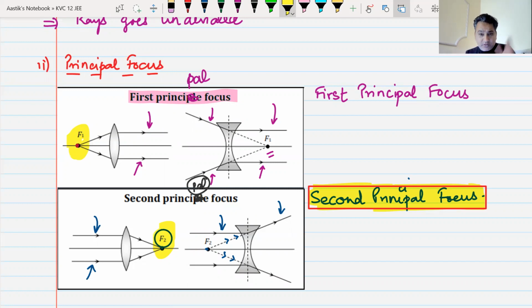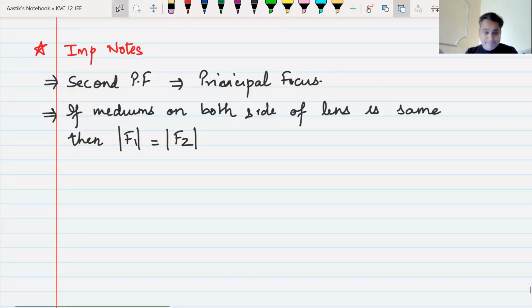If the medium on both sides of the lens is the same, F1 in magnitude will be equal to F2 in magnitude. Why am I talking about magnitude? Because of the sign convention, the direction of incident light is taken as positive. Do we understand this? What will happen if the mediums are not the same?